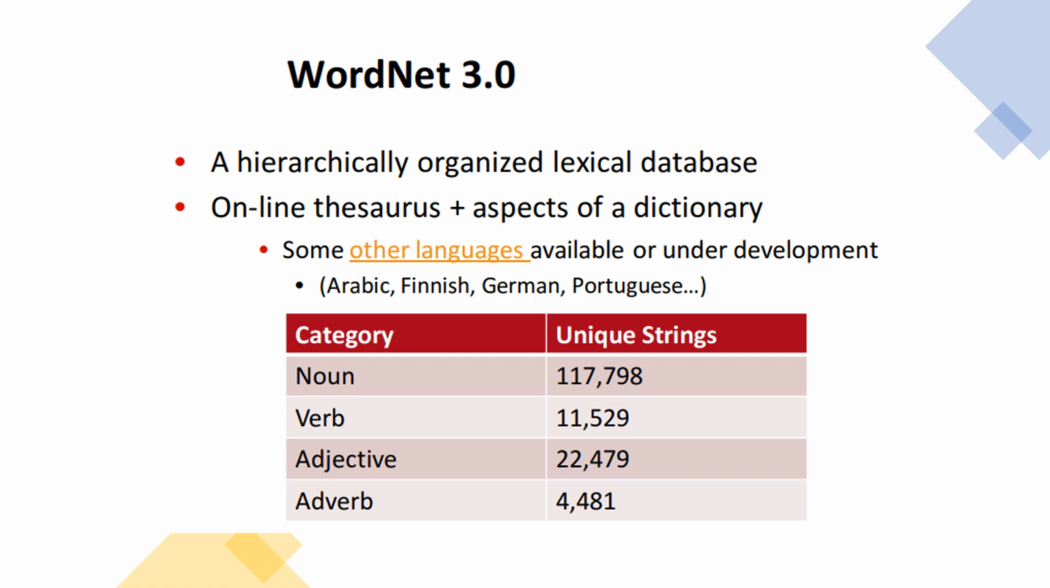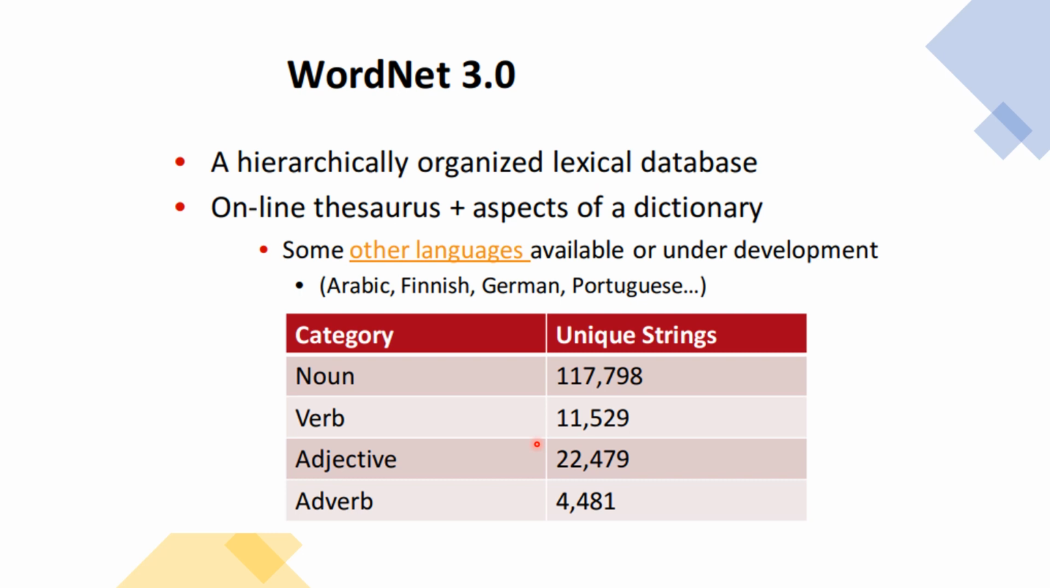These are organized in a lexical database, which is hierarchically organized, called WordNet 3.0. It works as a dictionary in which there are different categories like noun, verb, adjective, and adverb with their several unique strings as mentioned here. For example, noun has nearly 118,000 different strings. Similarly for verb, adjective, and adverb. These are collected and organized in a database that we can use to train NLP models.